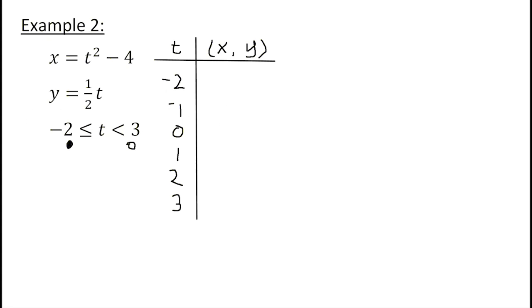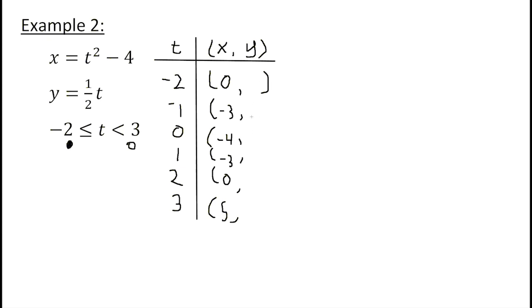So for each one of these, I'm just going to compute what the x and y coordinates are. I'm going to start with just the x's, and then I'll work my way through the y's as well, just because sometimes it's easier to calculate the same equation over and over again. So we got t squared minus 4. So -2 squared minus 4 would be 4 minus 4 is 0. -1 squared would be 1 minus 4 would be -3. 0 squared is 0, minus 4 would be -4. 1 squared is 1 minus 4 is -3. 2 squared is 4 minus 4 is 0. And 3 squared would be 9 minus 4 is 5. So those are the x coordinates.